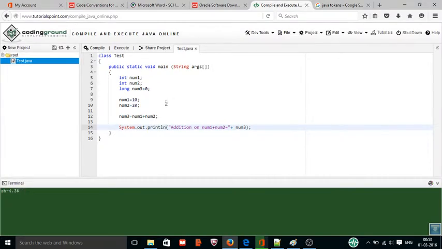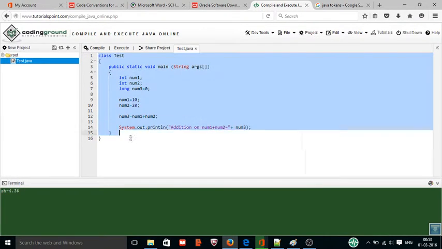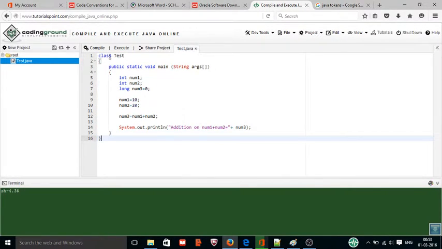I have prepared one example over here. I have used this online compiler, so don't bother about the compiler. Just try to understand the code, how I wrote it. This is the code. I have declared the class. We have seen that a class name must start with a capital. So this class is Test.